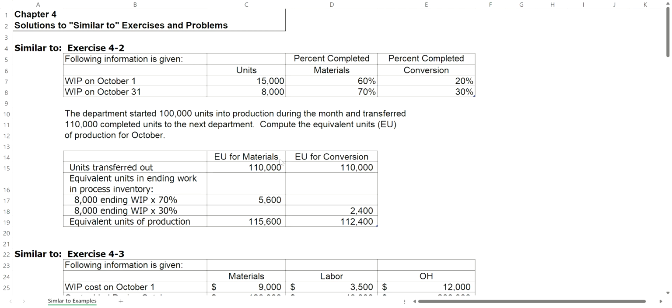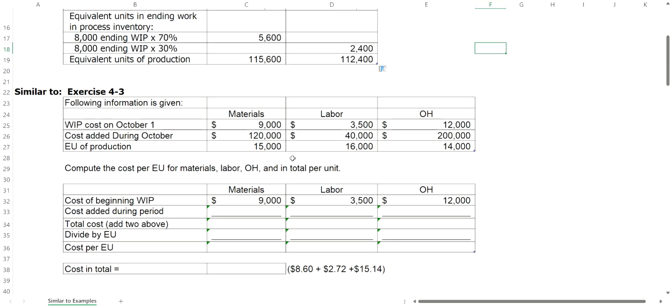Okay, let's move on to a different exercise similar to 4.3. And here we're going to calculate the cost per unit. So assume you're given the following information for materials, labor, and overhead. And we did divide labor and overhead up instead of combining it together as conversion. And we want to compute the cost per equivalent unit for materials, labor, and overhead, and then total it.